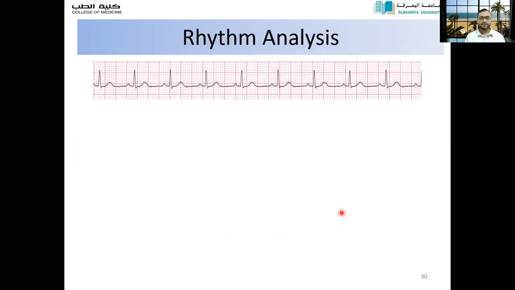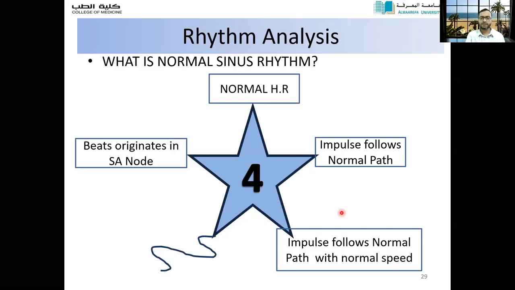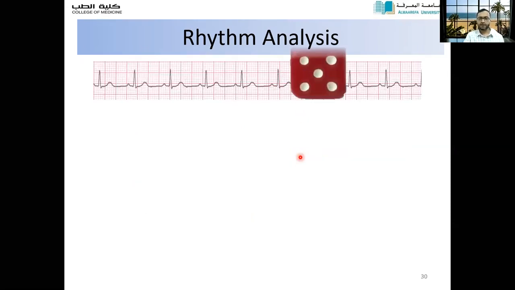So rhythm analysis, let's start analyzing the rhythm. For analyzing this rhythm, we have just seen this star criteria. While looking at the ECG, we are confirming that your heart meets these criteria to be labeled as normal sinus rhythm. And how to do that? For doing this, we are following 5 steps.